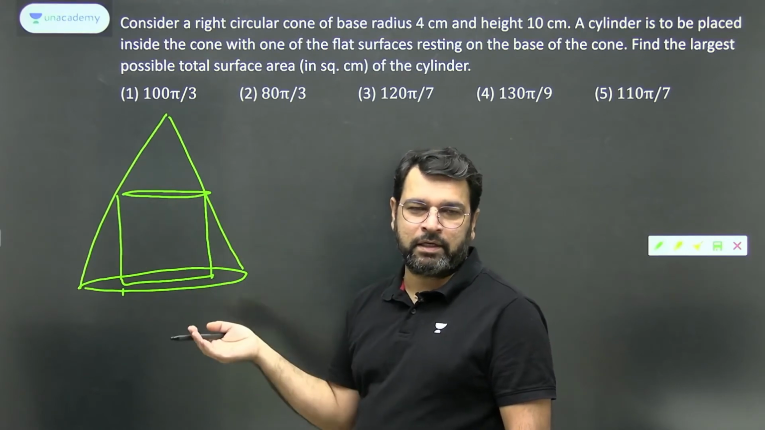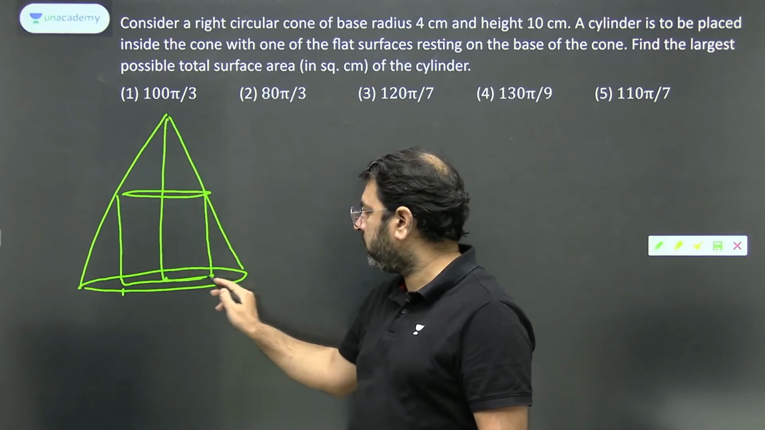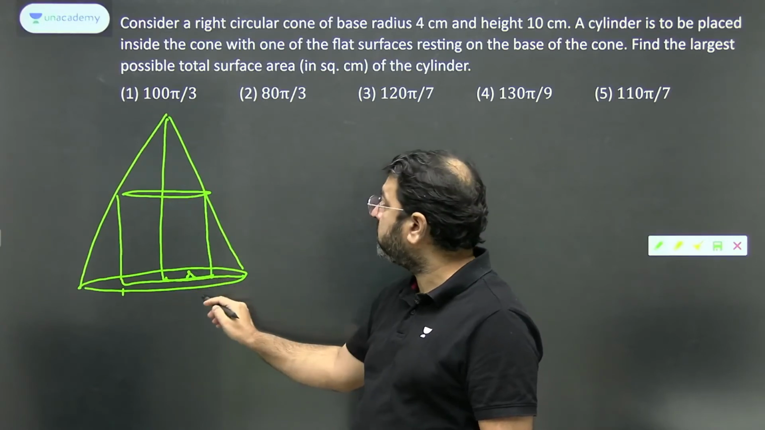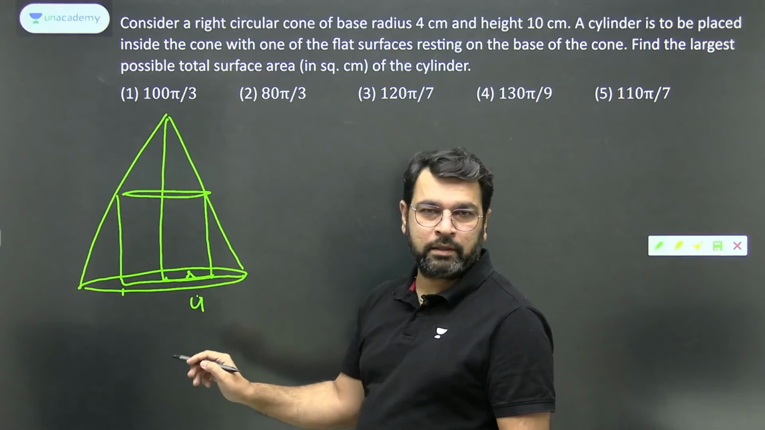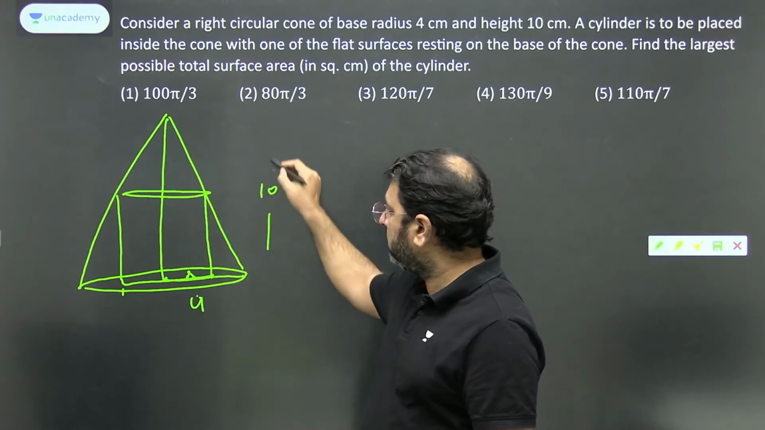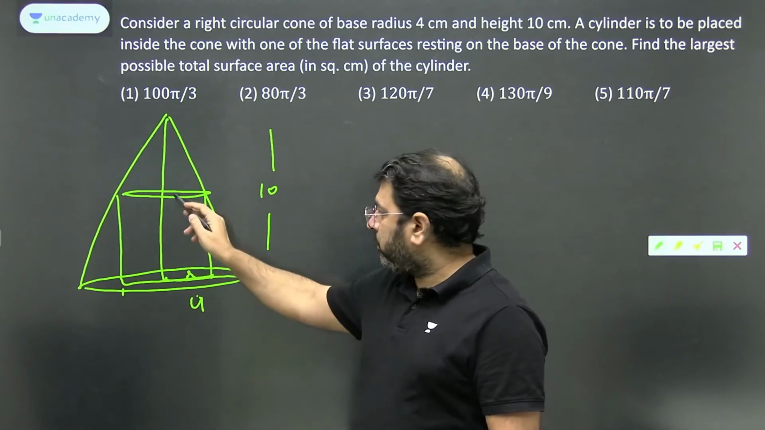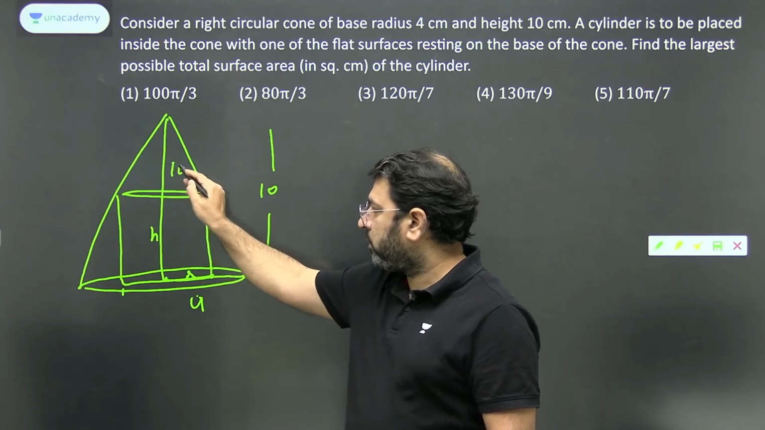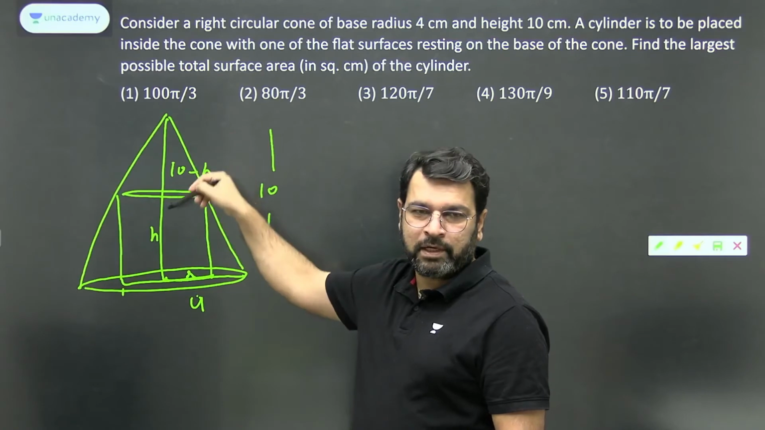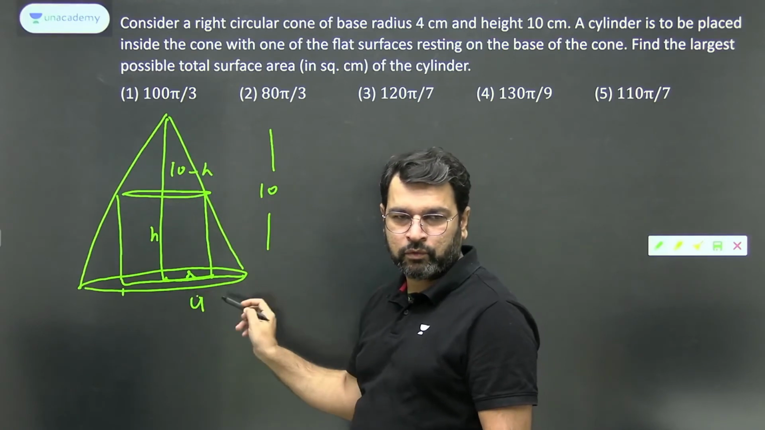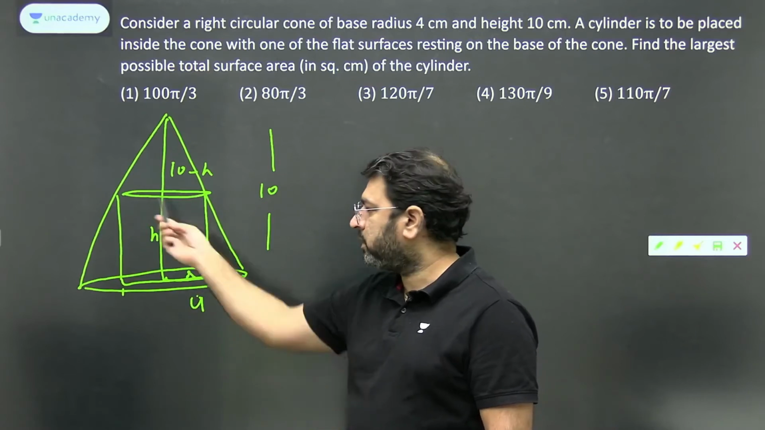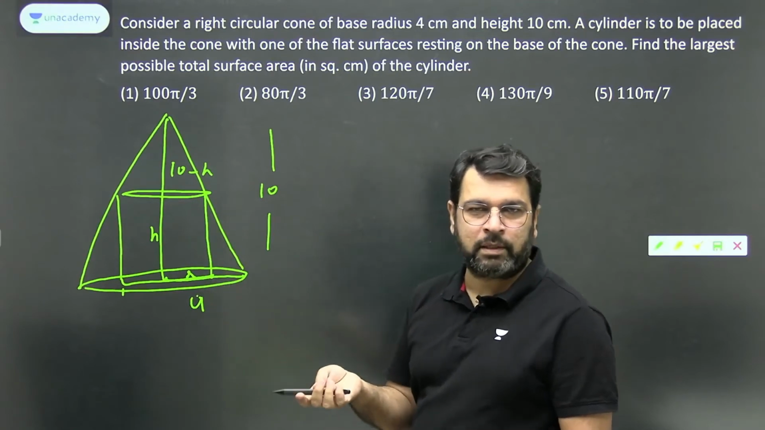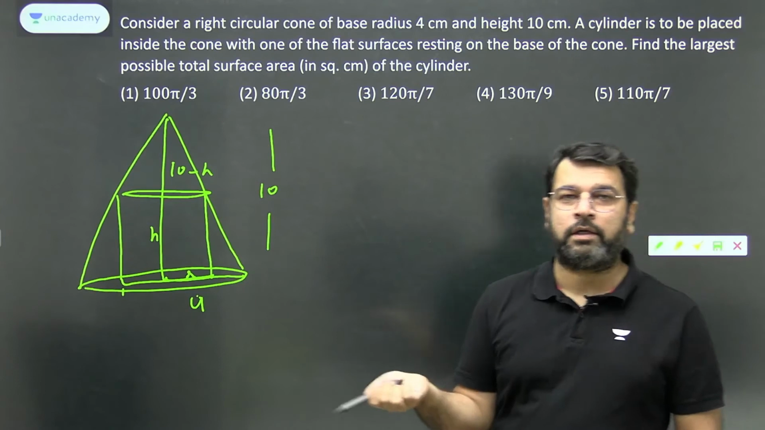So obviously we need similarity here, right? We will join this. Let's say the radius is r. This radius is already given as 4 and the height is given as 10. Now we take the radius of the cylinder as r and the height as h, so the remaining height will be 10 minus h. First I will use similarity, this upon this is equal to r upon 4, and then using that we need to maximize the total surface area, that is 2 pi r (h plus r). Obviously I need to use either maxima minima, derivative or quadratic logic.